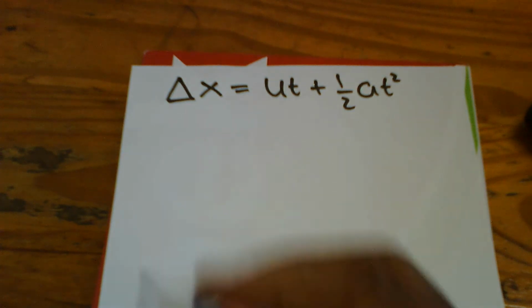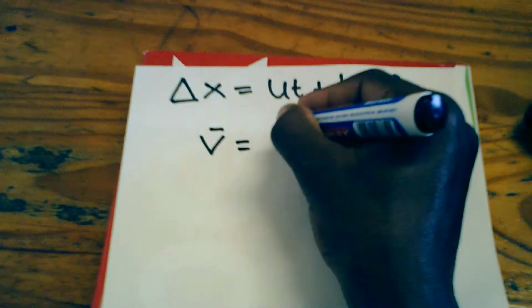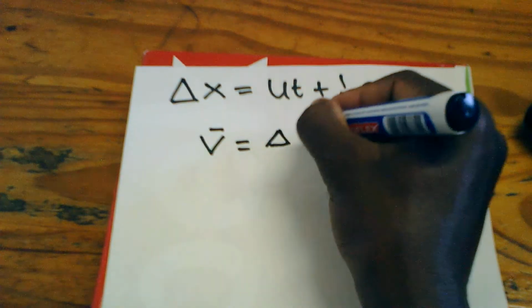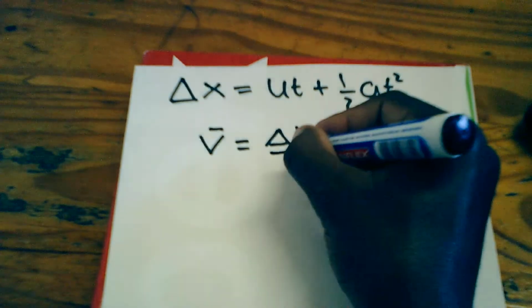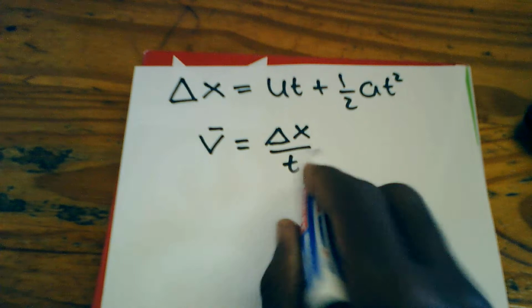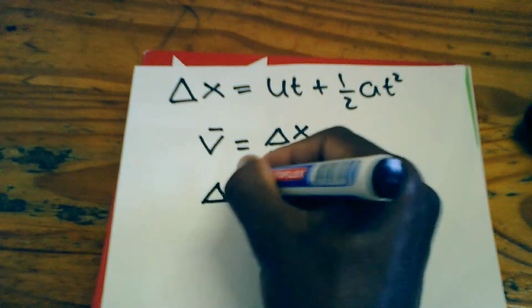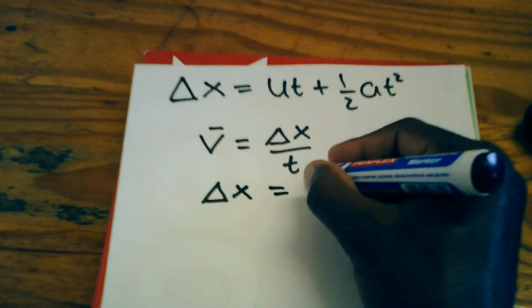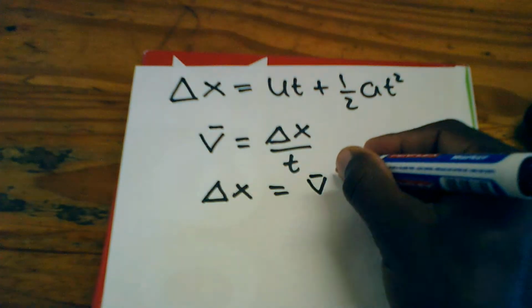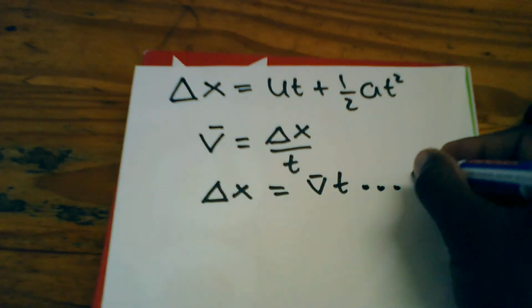It is important for you to know that the average velocity is equal to the change in displacement divided by the time. If we multiply both sides of this equation by the time, we are going to get that the change in displacement is equal to the average velocity multiplied by the time. Let's make this our equation 1.